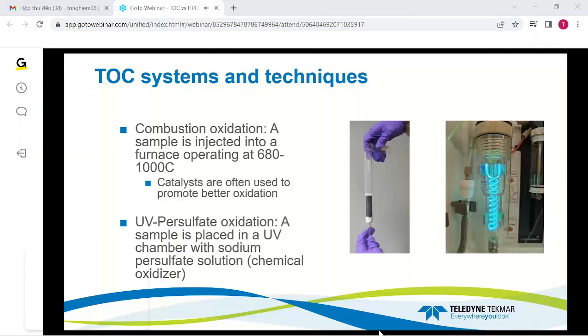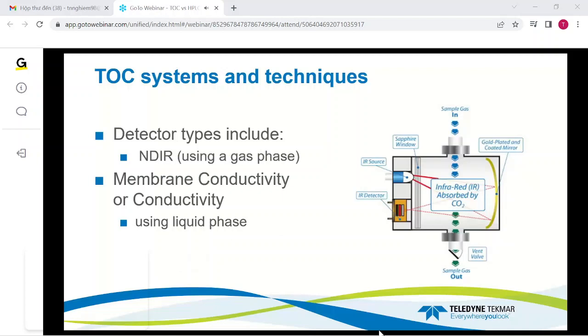Those are our 2 techniques, but how do we measure our CO2 after it's been converted from carbon? On the systems here at Teledyne Tekmar, we use a system called NDIR, non-dispersive infrared. Basically, our sample gas, our CO2, will pass through. The infrared, the IR, will be absorbed by the CO2, and that will give us a certain type of reading. We can take that and correlate it against the calibration curve, do our check responses, and get a true value for carbon for our TOC, or as we like to call it, NPOC.